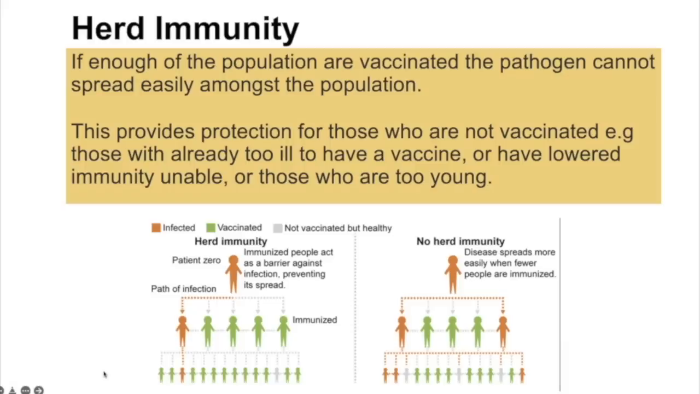Now, not everyone is able to take vaccines for various reasons, but the concept of herd immunity is if enough of the population are vaccinated, the pathogen cannot spread easily amongst the population anymore. So this provides protection for those who aren't vaccinated. For example, if you already have another illness, which means it'd be too dangerous for you to have the vaccine, if you have a lowered immunity, if you're too young, and sometimes if you're pregnant, you're not able to take vaccines as well.